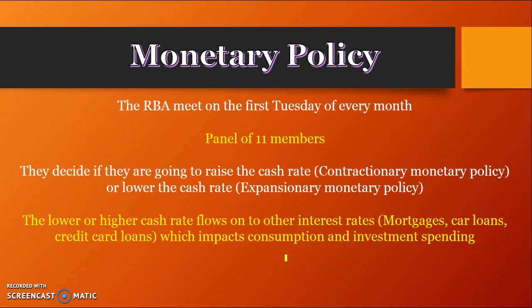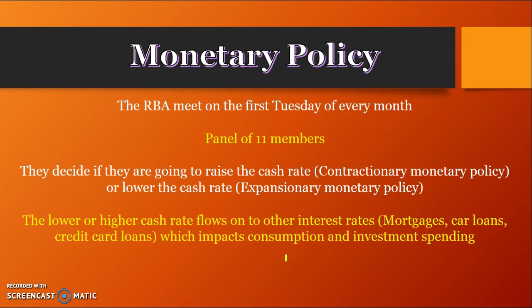So in relation to monetary policy, the RBA meet on the first Tuesday of every month. So they get together on the first Tuesday of the month and decide what we call their monetary policy stance. So are they going to implement more expansionary monetary policy, which means they're going to lower the interest rates, or are they going to implement a more contractionary monetary policy, which means they're going to raise interest rates? And what they do is they look at a whole range of factors that impact inflation to see whether they should raise or lower interest rates.